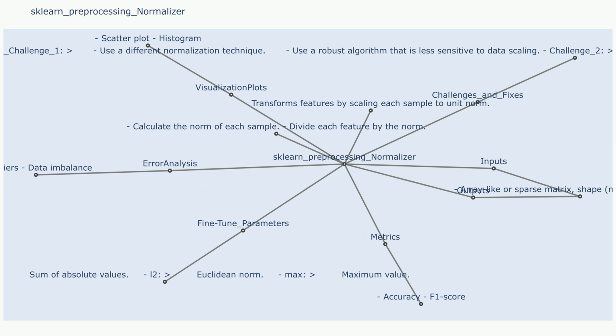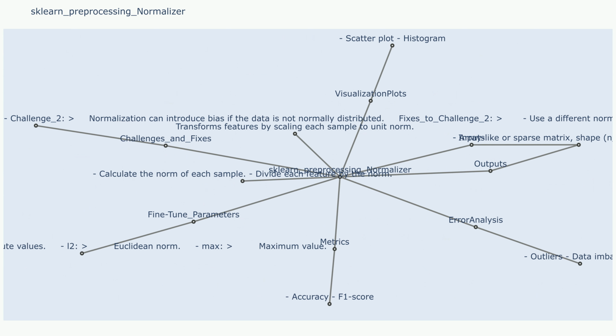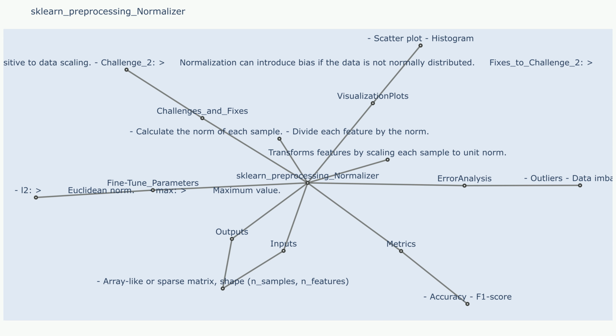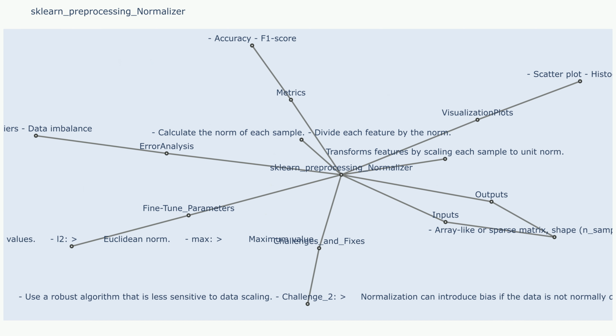Fine-tune parameters. Norm, a string specifying the norm to use. Options include L1, L2, max, defaults to L2 Euclidean norm. Uncertainty methods. None. The normalizer itself doesn't incorporate any uncertainty methods. Challenges and fixes. Challenge 1, data skewness. If the original data has significant skewness, normalization might not be the best choice, as it can amplify the effect of outliers.